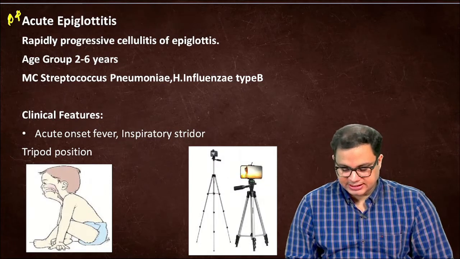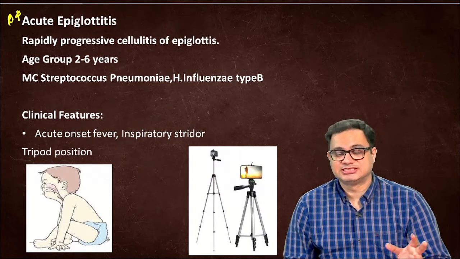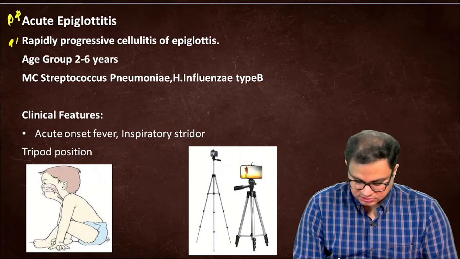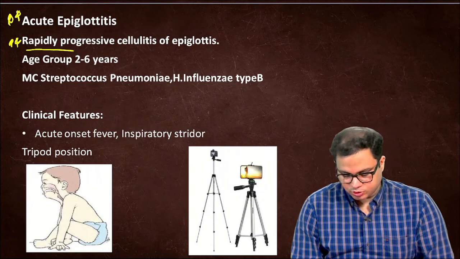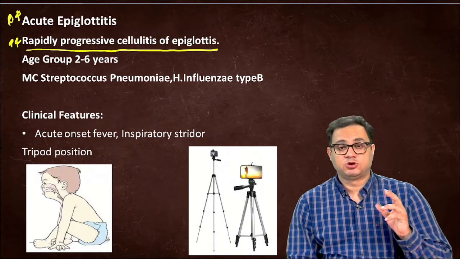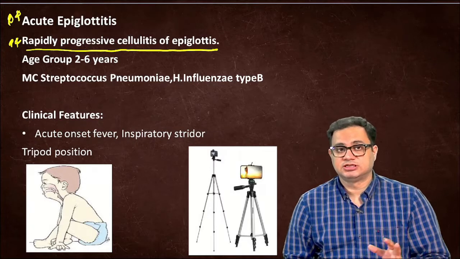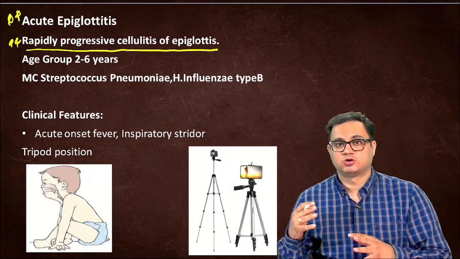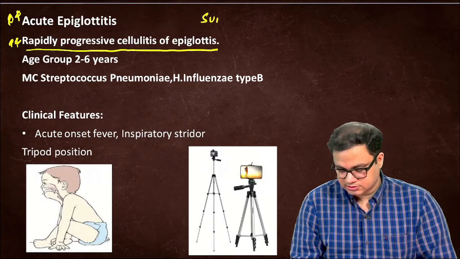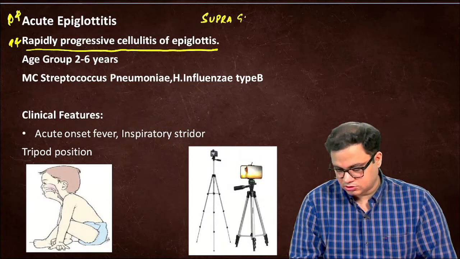Acute epiglottitis is a rapidly progressing cellulitis of the epiglottis. So it is basically an inflammation of the supraglottic part of the larynx. So it is also known as supraglottitis.